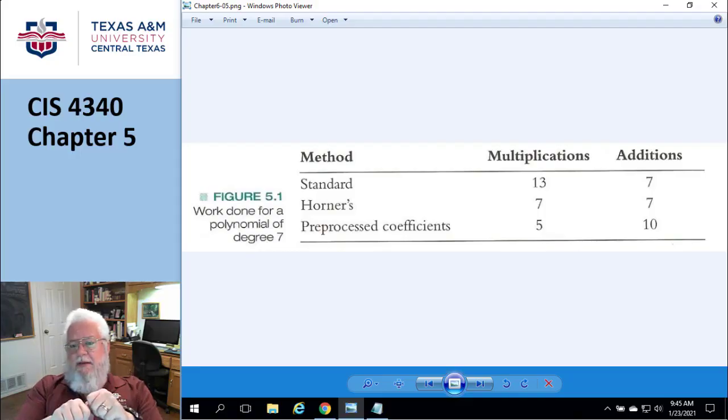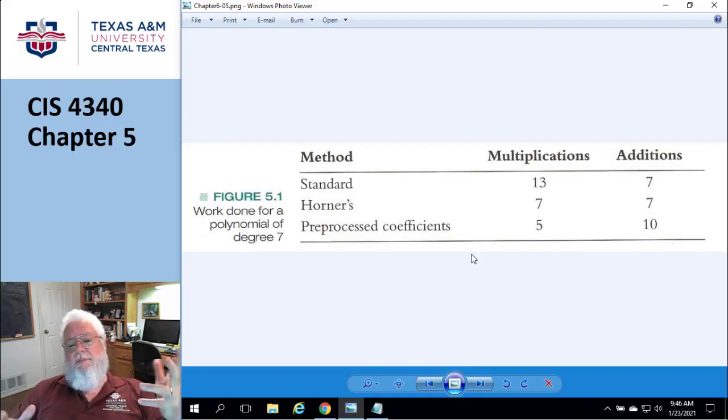Okay. Now, once again, what that's going to do is reduce the amount of multiplication, but increase the amount of addition that has to take place. So, is trading multiplication for addition a good deal? Yes, it is. So, standard technique has lots of multiplication. Horner basically cuts the amount of multiplication in half, and preprocess cuts it again by a huge chunk, but at the expense of a little bit more addition.